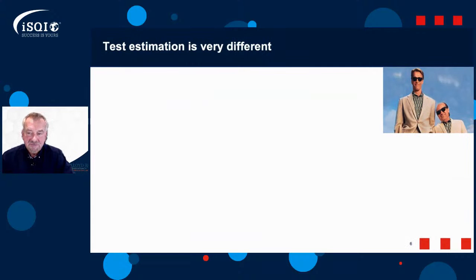But test estimation is very different. If you haven't seen that film, it's called Twins, with Arnie Schwarzenegger and Danny DeVito. Quite an old film now, but very, very funny. So estimating testing is very different.